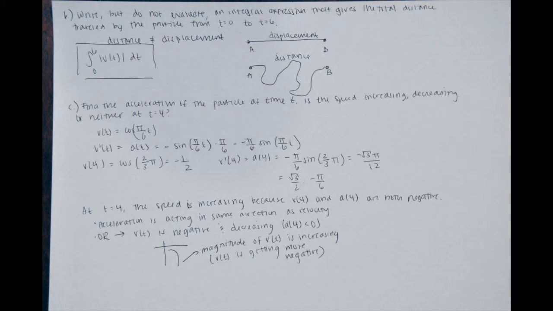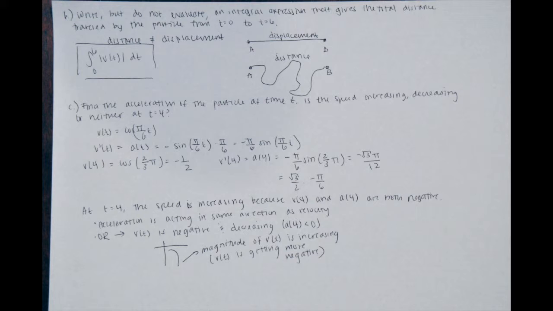That's the easy part. Now we need to find out whether or not the speed is increasing, decreasing, or neither at t equals 4. So speed is basically the scalar counterpart of velocity. If velocity has speed and direction, then speed is basically just the magnitude of velocity. It doesn't matter whether velocity is positive or negative. It just matters what's the number assigned to the velocity.